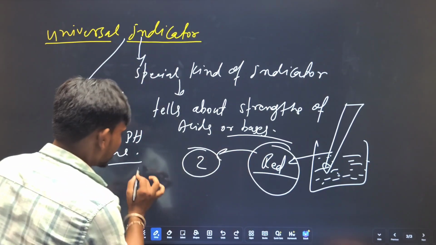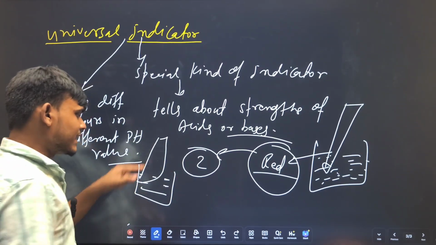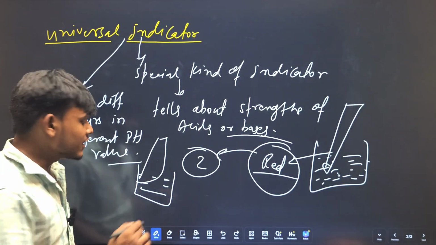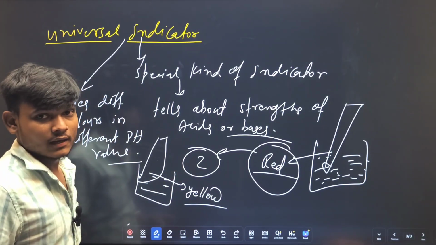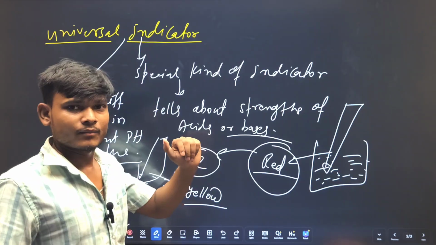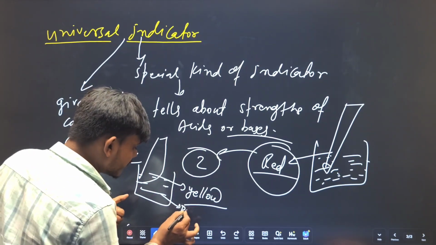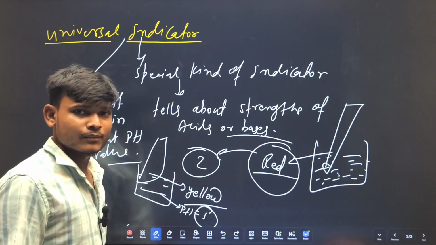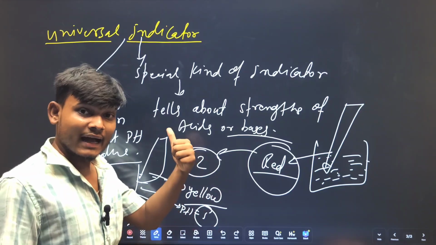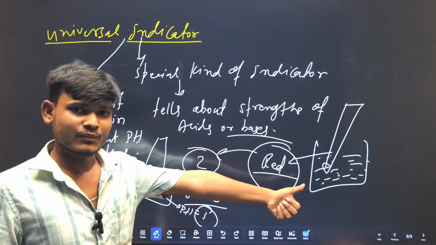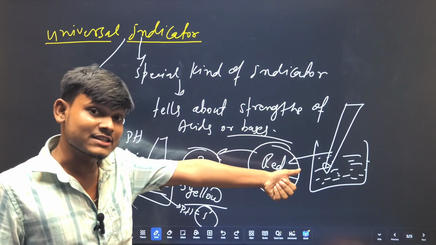In the same way, suppose you have another acidic solution, put universal indicator in this solution, and you will get yellow color of universal indicator. And we have already decided, if universal indicator gives yellow color, it means the pH of this solution is 5. So now I know the pH of both solutions, and we can easily relate which is acidic, which is more acidic, and which is least acidic.